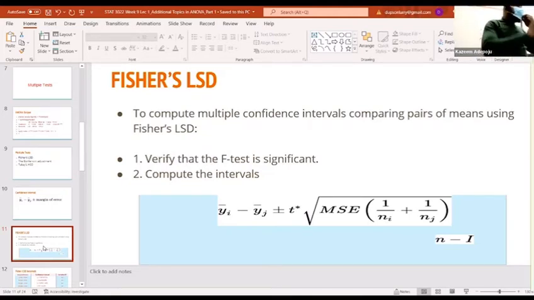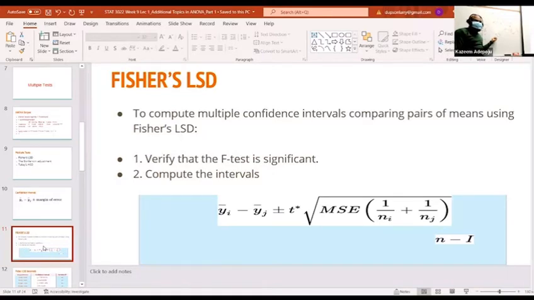going to be 3. Now, let me tell you the disadvantage of using the Fisher LSD. The Fisher LSD does not control the family error rate. It controls the family error rate only when the number of tests is not more than 3. When the number of comparisons is more than 3, the Fisher LSD is not able to control the family error rate. Okay, it only controls the individual error rate.